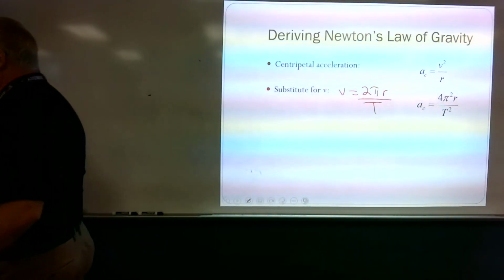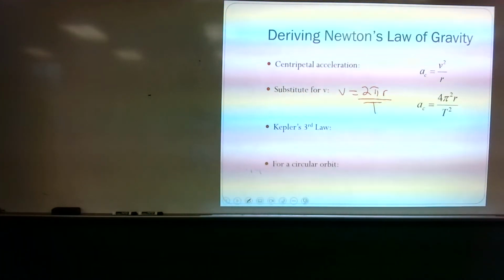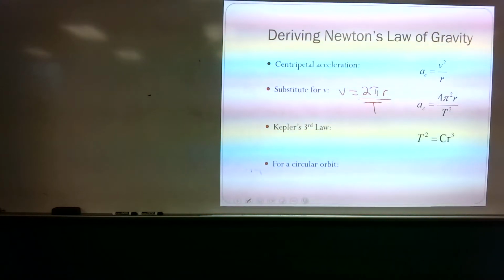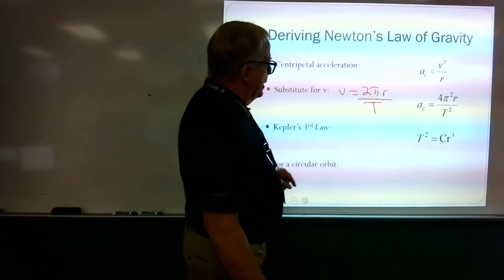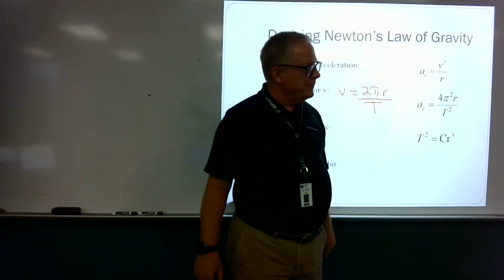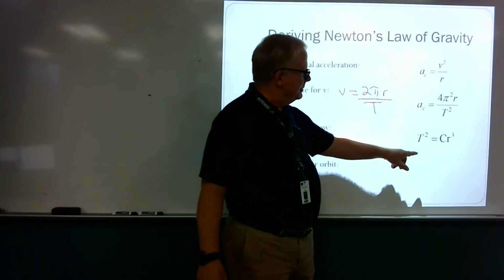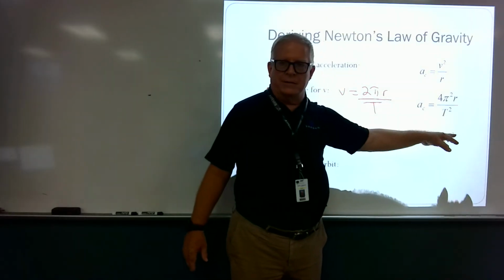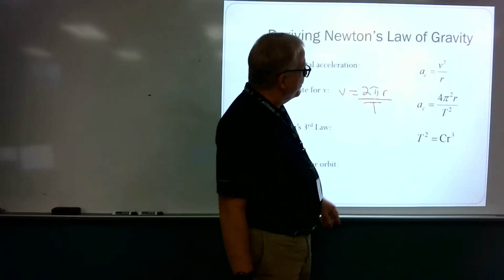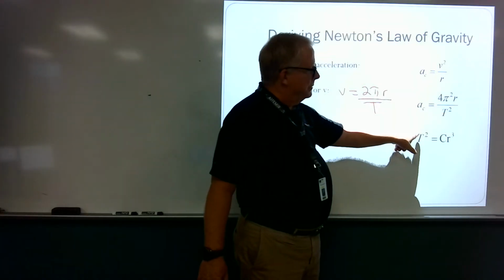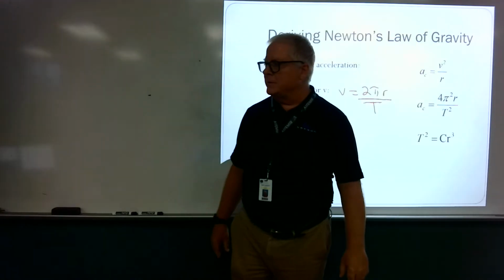Now Kepler's third law says that for planets going around the sun, there is a relationship between the period and the radius of the orbit. Again, we're using circular orbits to make it easy on ourselves, so we can use the radius instead of worrying about the semi-major axis here. So T squared is some constant times r cubed. That is Kepler's third law.